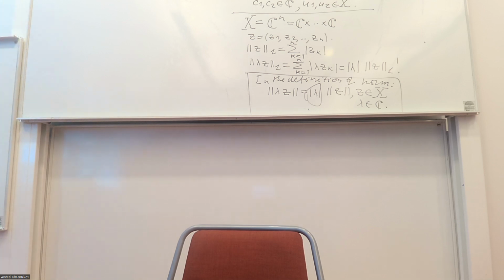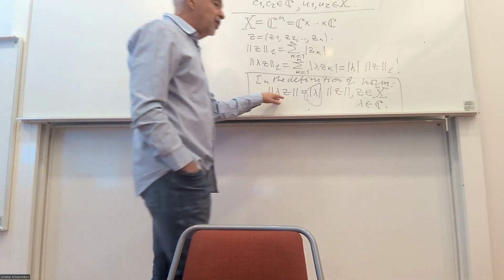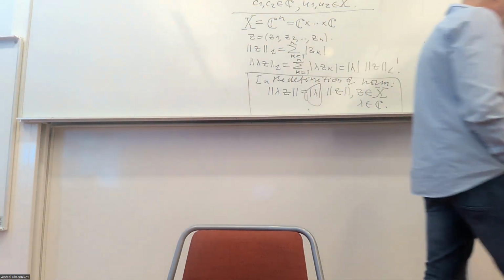Yeah, so a complex linear space with a norm. So this is a complex normed space. When the norm has this property, it is a complex normed space.